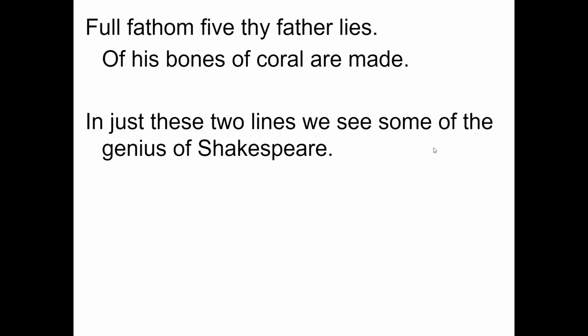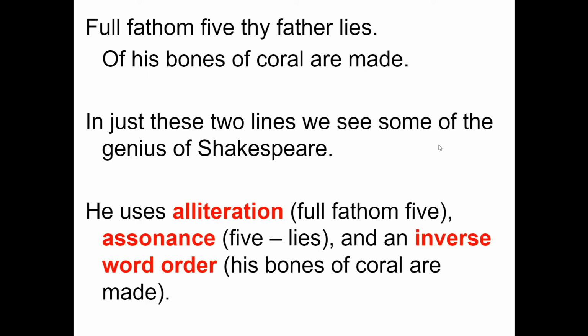Okay? So when we say this is the greatest writer ever in the English language, he has taken on all comers, so to speak. So he uses alliteration, full fathom 5. He uses assonance, 5, and lies. He uses an inverse word order, his bones of coral are made, instead of what we would normally say, his bones are made of coral. That's what we call an inverse word order.